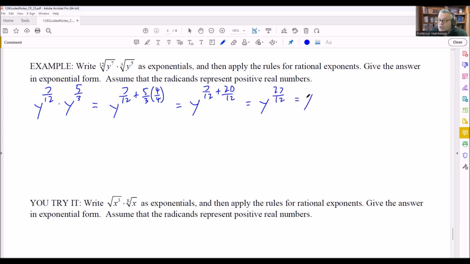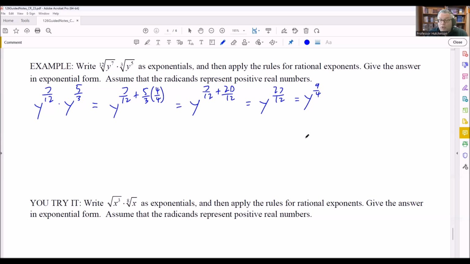But this fraction reduces, which means that we can divide top and bottom by 3, and that's going to give us y to the 9/4, and that would be our answer. We don't want to change this back into a radical form because it says to give the answer in exponential form. So that would be it. That would be the final answer for that one.